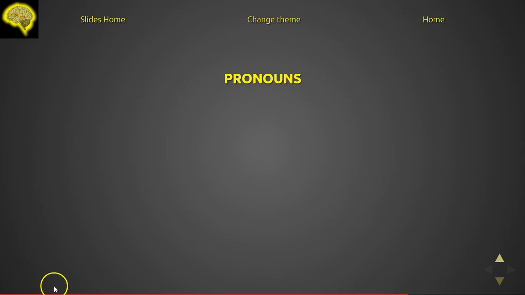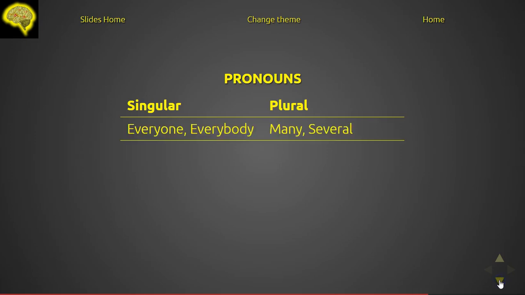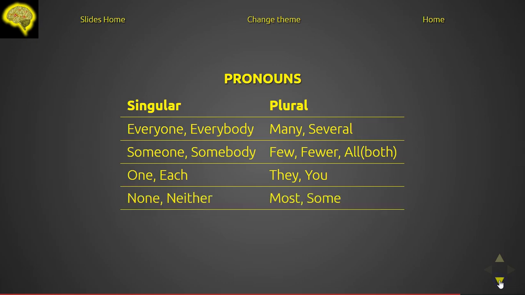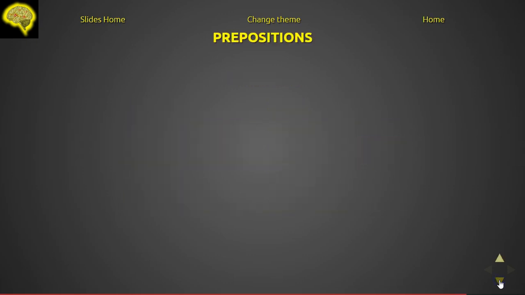Pronouns. So here we have singular and plural pronouns. Everyone and everybody is singular. Many, several is plural. Someone, somebody, singular. Few, fewer, all, or both is plural. One, each is singular. They, you is plural. None, neither is singular. Most, some is plural.